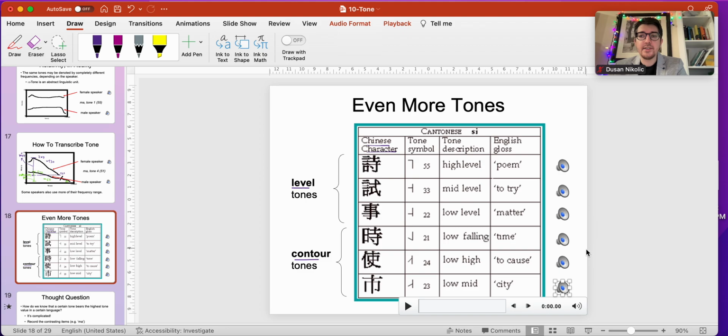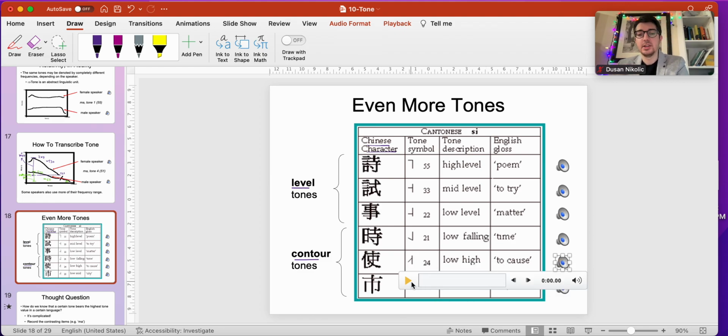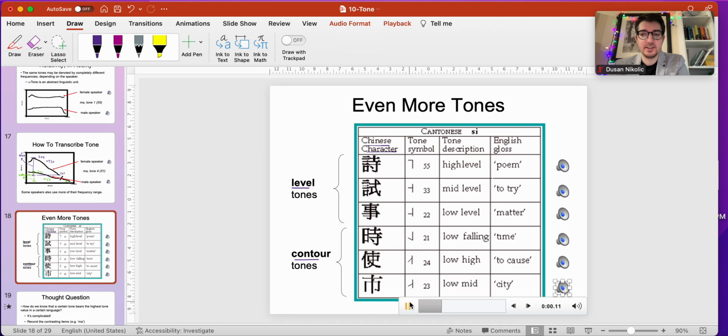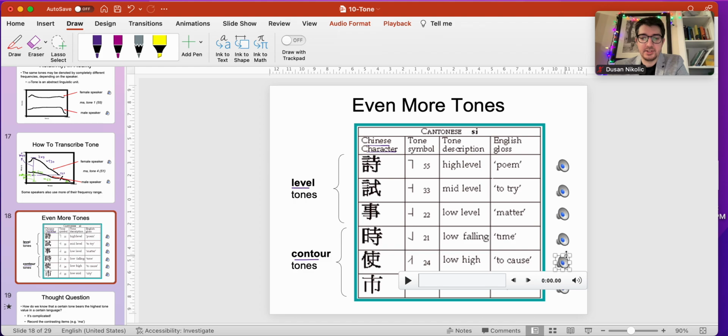So we have C, C. Yeah, these two, which are very similar, and you can almost hear some difference, but it's difficult. C, C. Yeah. All right, you can check them out and try to sing along. But these are the Cantonese tones, and there are 2 groups of tones: level and contour tones, right?